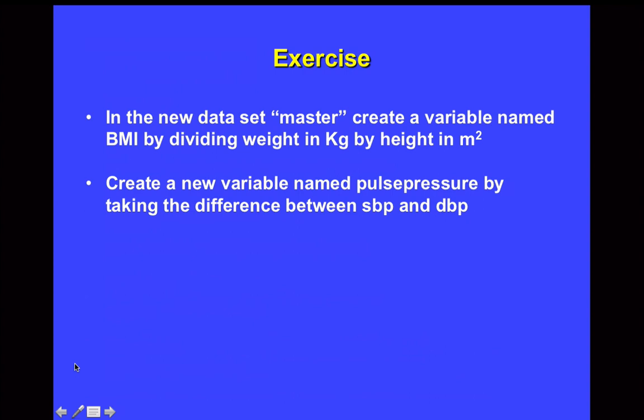So now why don't you go ahead and pause the lecture and go into the SAS editor file, and in the new data set that you created, try to create a new variable named BMI by dividing weight in kilograms by height in meters squared, and also create a new variable named pulse pressure simply by taking the difference between systolic and diastolic blood pressure.